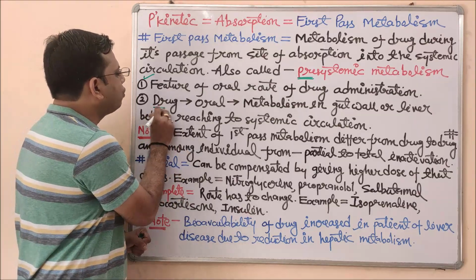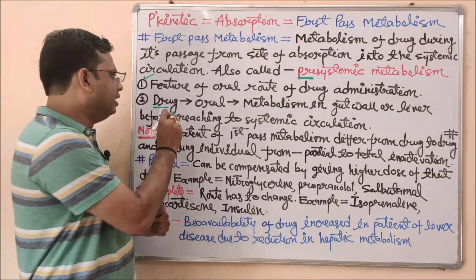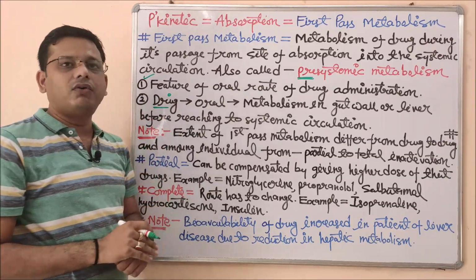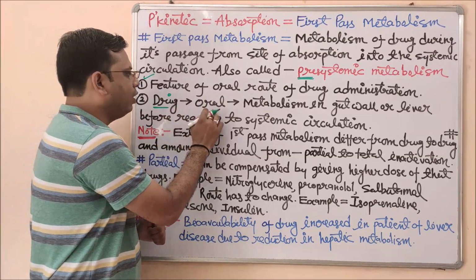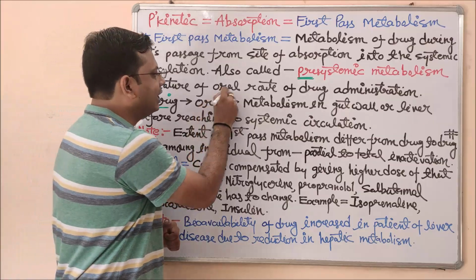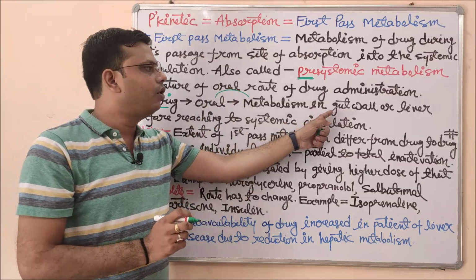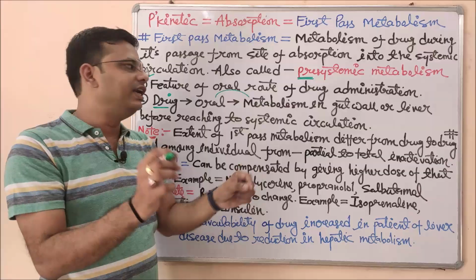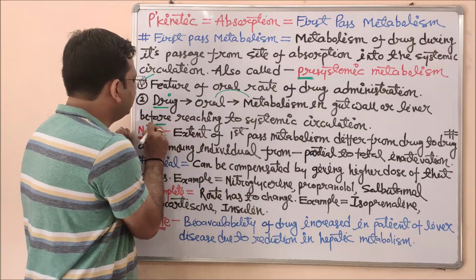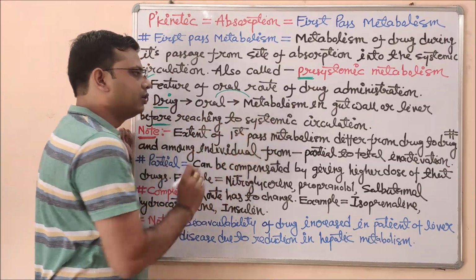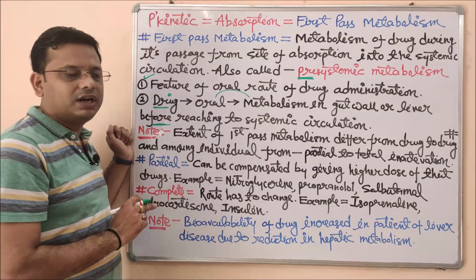So see the process of first pass metabolism. A drug which you have taken, for whatever reason, via the oral route of drug administration, gets metabolized in the gut wall and somewhat in the liver before it reaches the systemic circulation. See, before it reaches the systemic circulation. So this is called first pass metabolism.